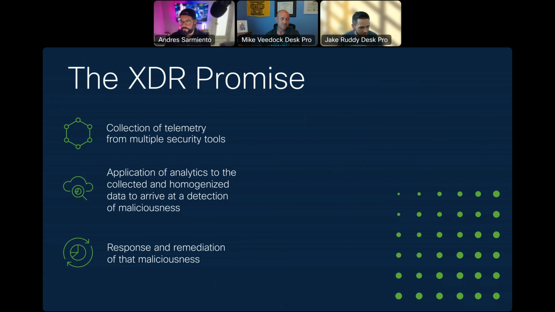The second bullet, very marketing sounding. We'll talk through it. Application of analytics to the collected and homogenized data to arrive at a detection of maliciousness. All this means is we're going to take all that telemetry, all those different events from all those disparate platforms that are all doing their own thing. They all have their kind of narrow view on the environment, and we're going to correlate those events together.